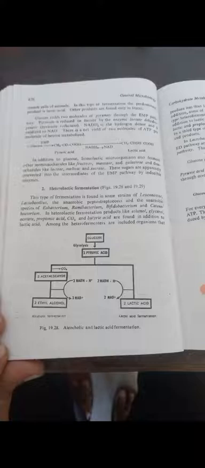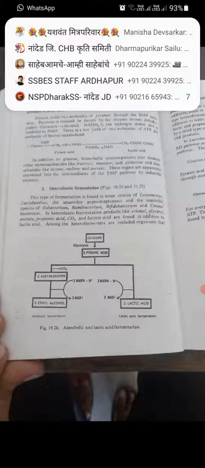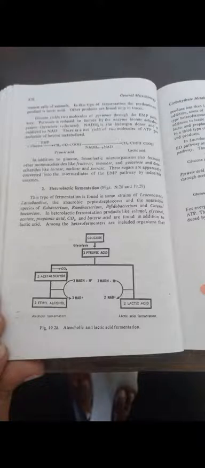Glucose yields two molecules of pyruvate through the EMP pathway. This pyruvate is reduced to lactic acid by the enzyme lactate dehydrogenase, or pyruvate reductase. NADH2 is the hydrogen donor and is oxidized to NAD plus, giving rise to a yield of 2 ATP molecules when the hexose is metabolized. Glucose through the EMP pathway produces pyruvate, and NADH2 gives away its hydrogen to form NAD plus, and pyruvate is converted into lactic acid.